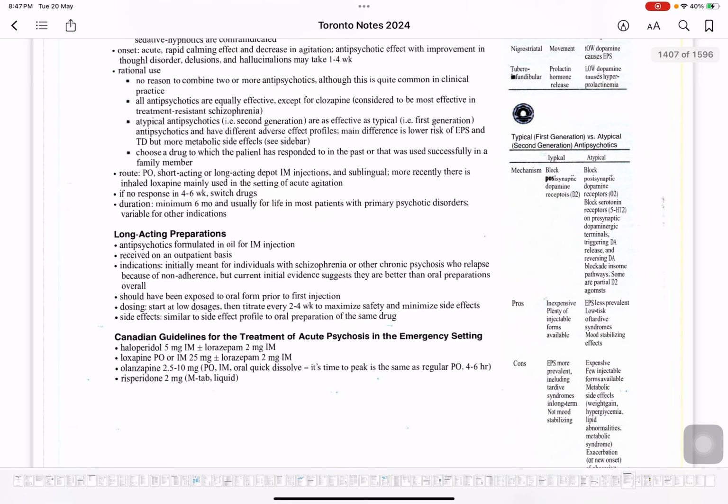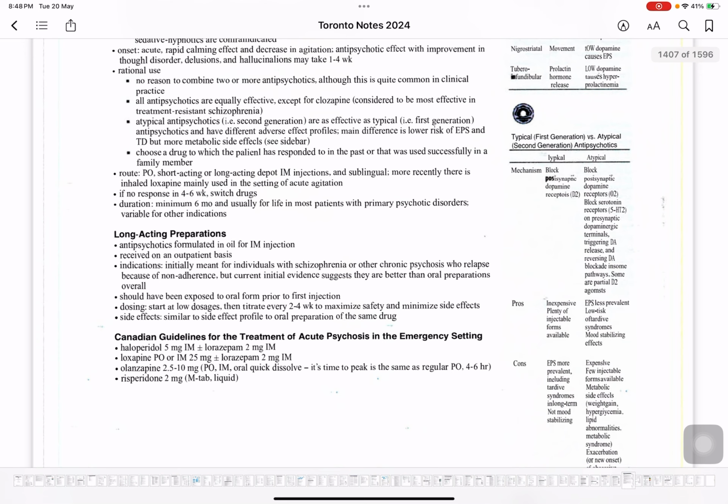Okay, long acting preparations: antipsychotics formulated in oils for IM injections, received on an outpatient basis. Indications: initially meant for individuals with schizophrenia and other chronic psychosis who relapse because of non adherence, but current evidence suggests that they are better than oral preparations overall. So IM oil based injections are better than oral preparations. Patients should have been exposed to oral forms prior to the first injection. So you don't go directly to the injection form. You have to give oral first and see if it works. Well and good. If it doesn't work, then you go on to injections.